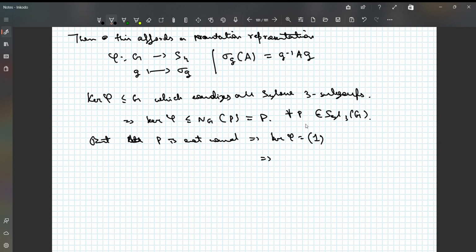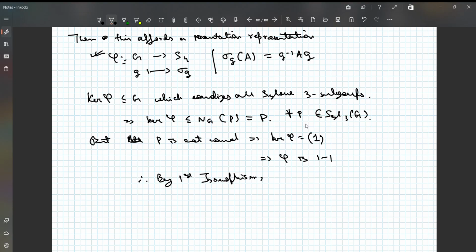But we know that if the kernel of phi is the identity, then phi, which is a homomorphism, is one-to-one. Now see, this phi is indeed evidently a homomorphism. So by the first isomorphism theorem, we know that G modulo the kernel of phi must be isomorphic to the image of G under phi.